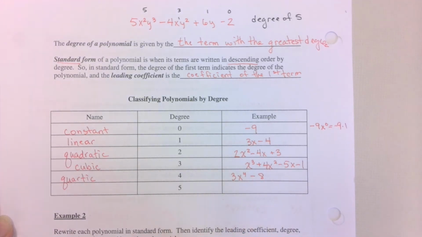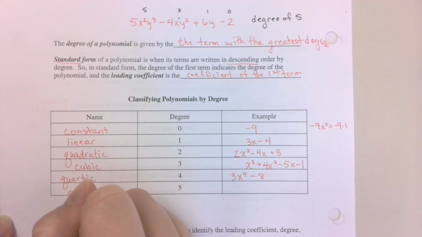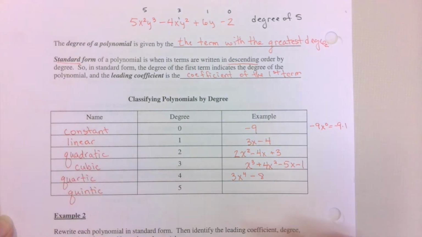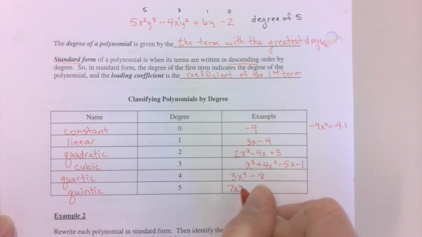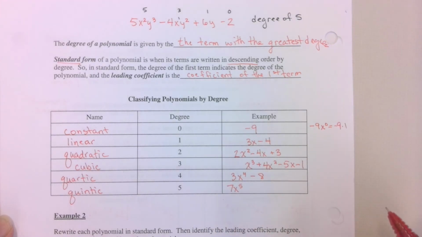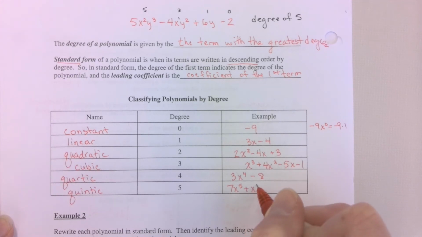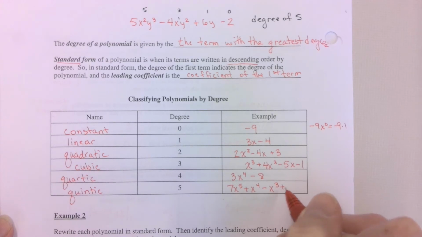And the idea of having a degree 5 is called quintic. Okay, I think one of the harder ones for people to remember, unless they're familiar with the term. So quintic is 5. And again, I'll make a big one here. 7x to the 5th. As long as that is my highest degree, I can call this a quintic monomial. If I add on to it, I'll have 7x to the 5th plus x to the 4th minus x to the 3rd plus 3x squared plus 2x minus 1.